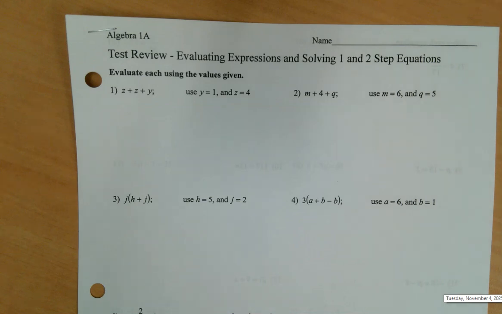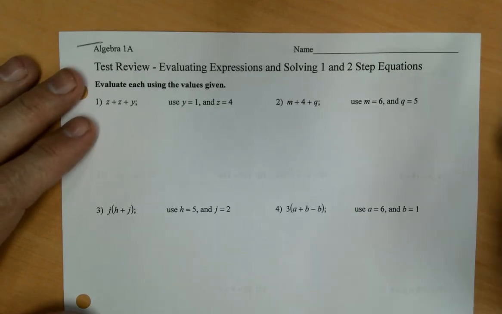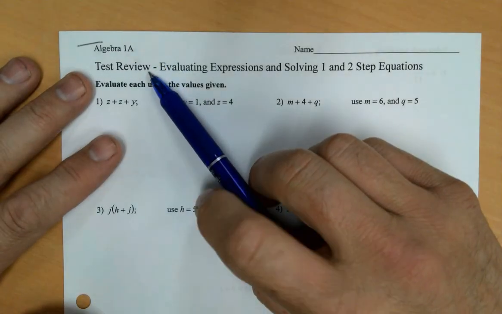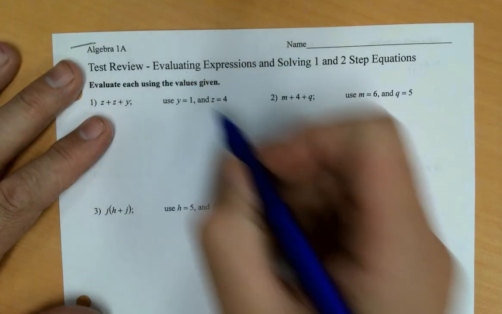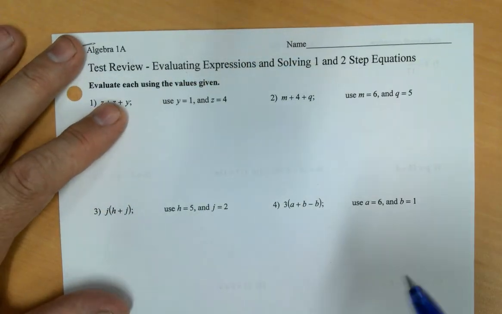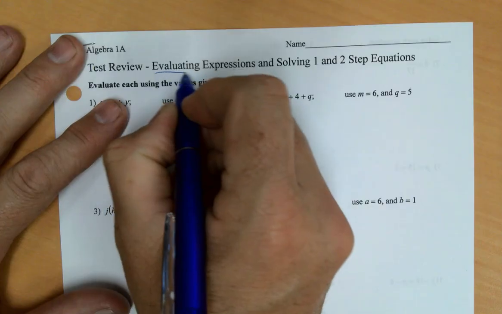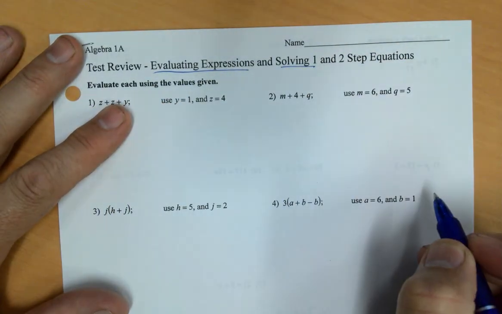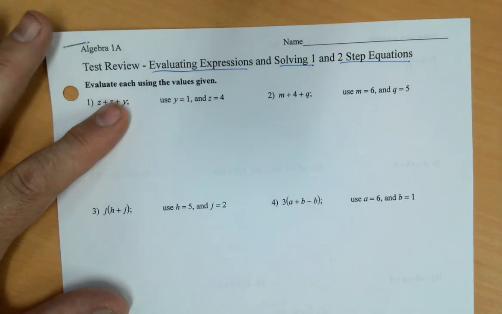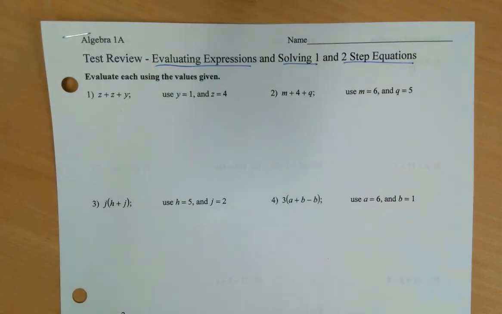All right, happy Wednesday. Hopefully you all have this worksheet. It is your test review. Included on this test, there are 3 things that you're going to be taking this test over on Friday. We have evaluate expressions, solving 1-step equations, and solving 2-step equations. Those are the 3 components that you're going to have on your test on Friday.